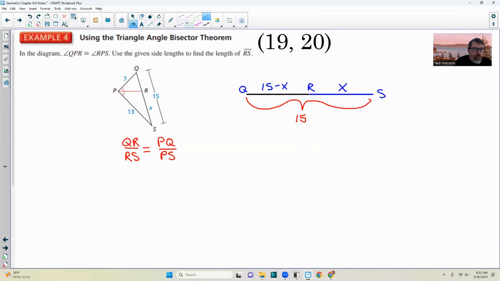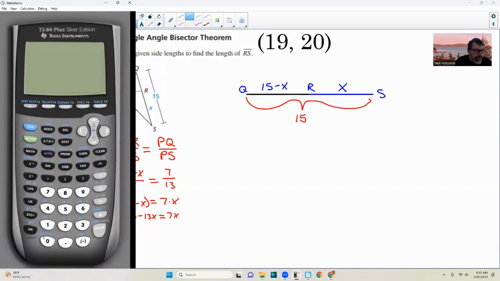So there are our values that we're going to substitute in. So what is QR? QR is 15 minus X. The whole thing minus the other piece. So it's that simple. RS is X equals PQ 7 over PS 13. Cross multiply 13. Don't forget your parentheses because we will have to distribute. 15 minus X equals 7 times X. 13 times 15. 15 times 15 is 225 minus 30 is 195. 195 minus 13x equals 7x.